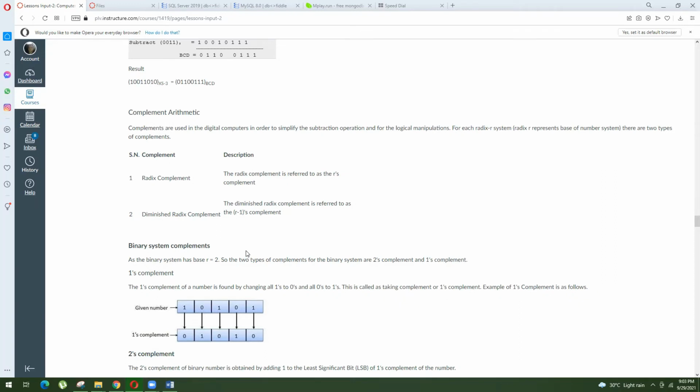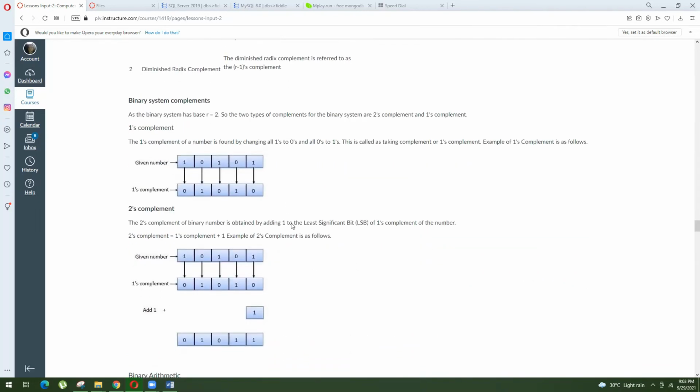For each radix R system, radix R represents the base number of the number system. There are two types of complement. The first one is the radix complement, referred to as the R's complement, and then the diminished radix complement refers to the R minus 1 complement or R dash 1 complement. Binary system complement. As the binary system has a base R equal to 2, the two types of complements for the binary system are 2's complement and 1's complement.